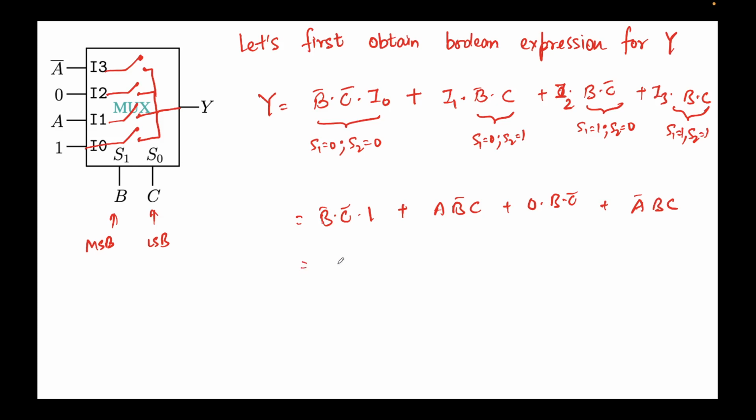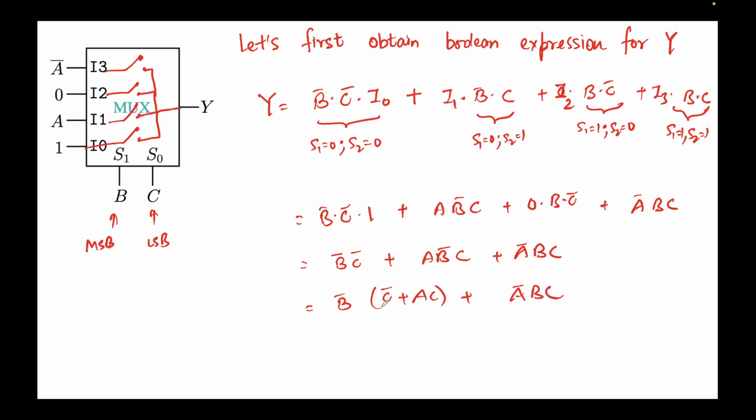Okay, let's simplify this further. This will be B bar C bar plus A B bar C plus A bar B C. All right, so from the first 2 terms I'll take B bar common. B bar times (C bar plus AC plus A bar BC).